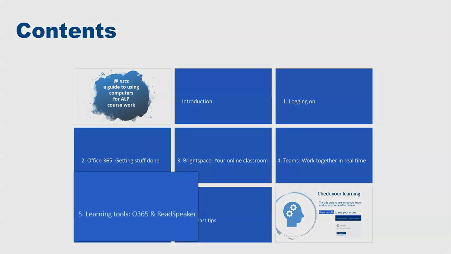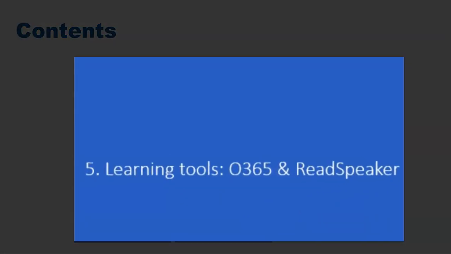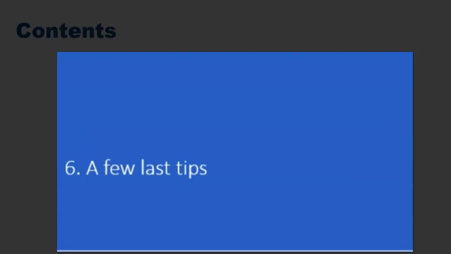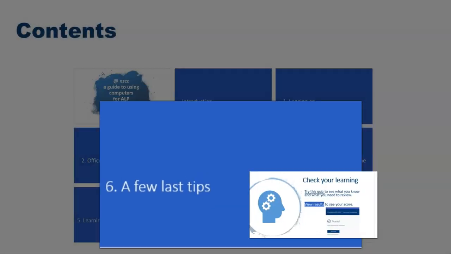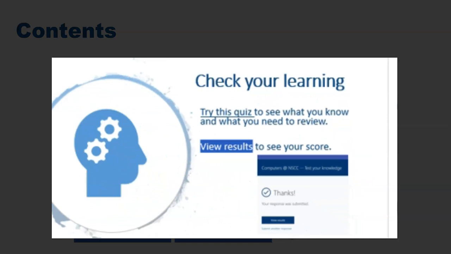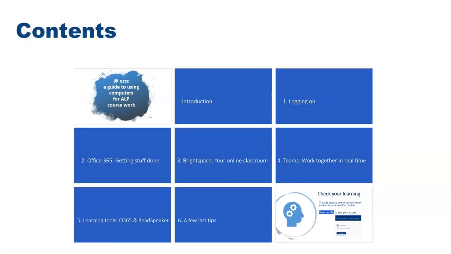We'll look briefly at some learning tools in Office 365 and a new series of applications called ReadSpeaker. You'll be able to go back and look at these apps in more detail if they suit your learning needs. There'll be a few last tips on using computers for success in ALP. And at the very end of the videos, you'll be able to check your learning with a quiz to see what parts you might need to go back and review. Let's get started.